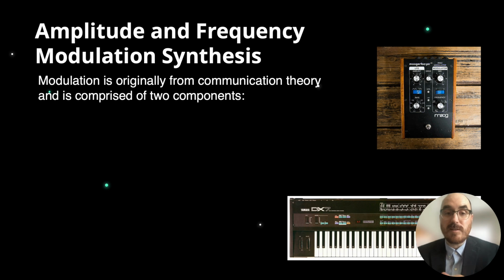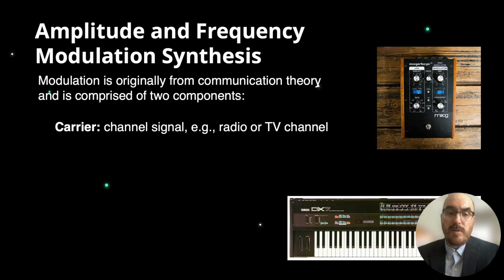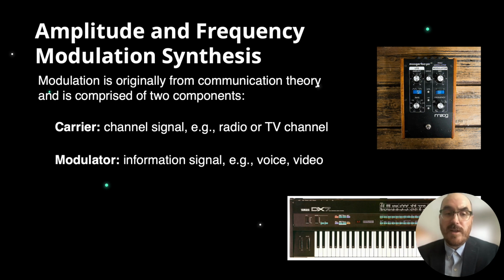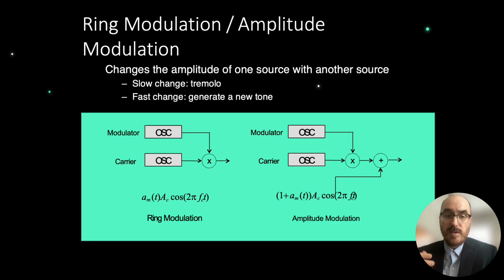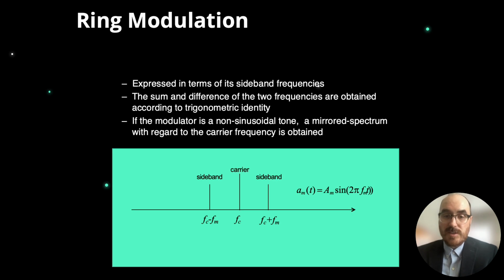The idea of modulation, in both frequency and amplitude modulation, comes from communication theory as comprised of two components. Think back to early 1900s radio. We have a carrier signal, a radio or TV channel, and a modulator, an information signal, e.g. a voice or video. In ring modulation, we're focused on combining two signals to cause changes to the amplitude of that sound. It's similar to a low frequency oscillator, but now we're using frequencies in the audible range. So we take that modulator and we map it directly to the carrier, and we'll get that ring modulation.